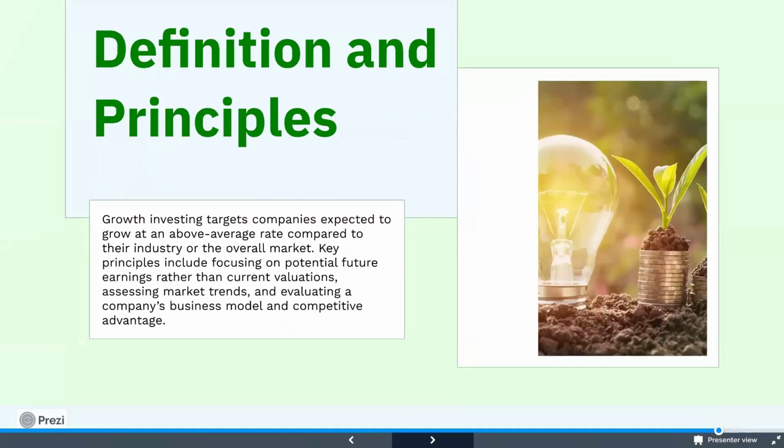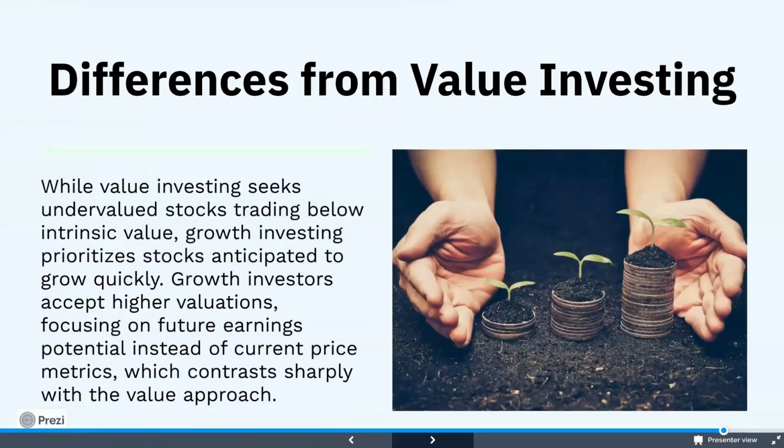While value investing seeks undervalued stocks trading below intrinsic value, growth investing prioritizes stocks anticipated to grow quickly. Growth investors accept higher valuations, focusing on future earnings potential instead of current price metrics, which contrasts sharply with the value approach.